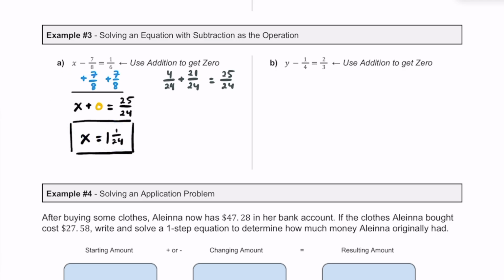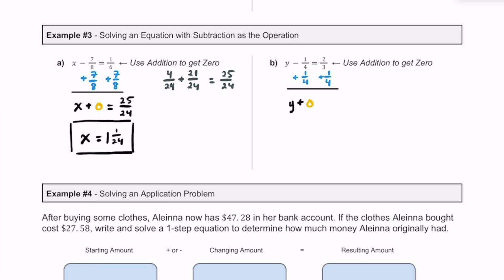All right, let's try another example here. Notice that the operation is subtraction. So what's the inverse operation? It's going to be addition, right? So let's go ahead and add 1/4 to both sides. That's called the addition property of equality. So you can add the same number to both sides of the equation and it'll still be true. So we have a negative 1/4 and a positive 1/4. Hopefully this is getting familiar now. That's going to combine to make 0.